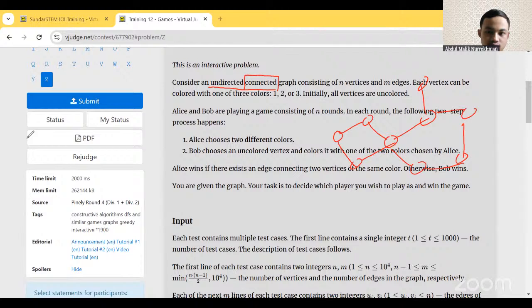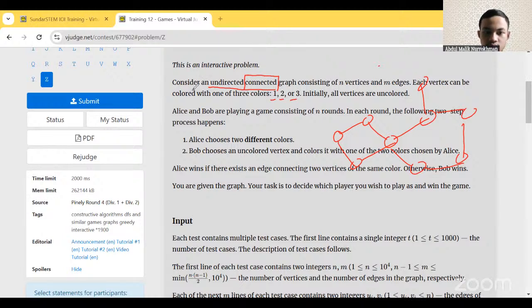Then in this game, every vertex in the graph can be colored with one of three colors. Let's say color 1, color 2, and color 3. Initially all vertices are uncolored. So one of the players will color all of them one by one.